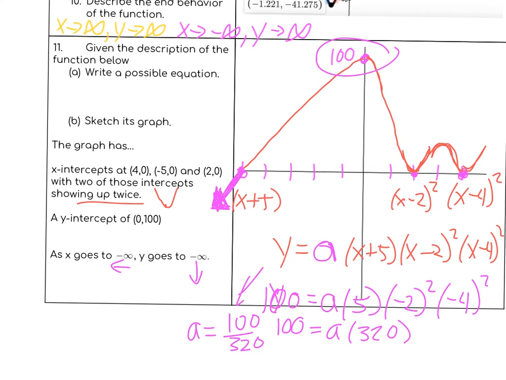My final equation for this is going to be y is equal to 100 divided by 320, and then that's going to be x plus 5, x minus 2 squared, and x minus 4 squared.